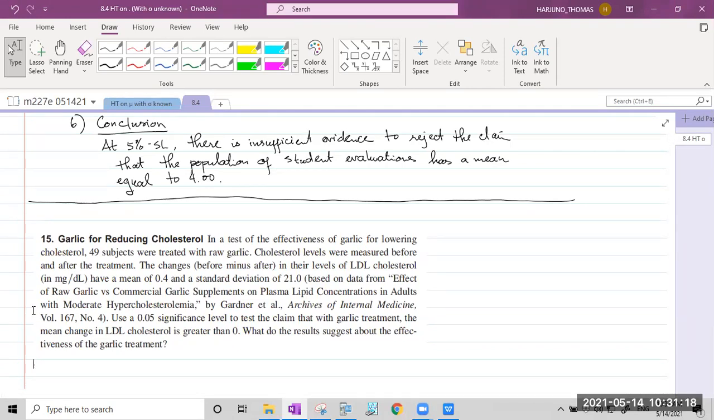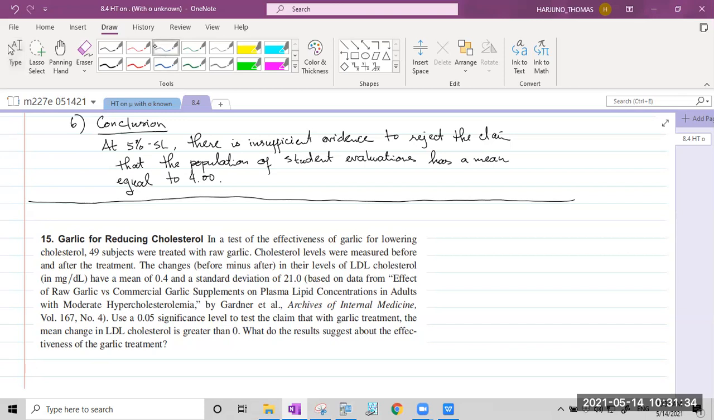Now, I'm not sure that this number here is hypothetical or based on real information. It doesn't matter. We will just apply the notion. We will just apply the hypothesis test.